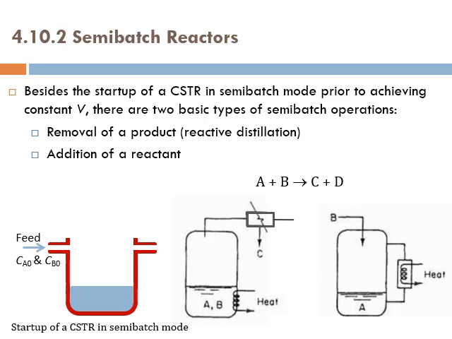Or the addition of a reactant. So again, the same reaction A plus B, but initially I charge only A. And then when the operation starts, I'm going to add B to the reactor. So now we have continuous input. We don't have continuous input and output, right? We have only continuous input, which makes it a semi-batch operation. So those are the two types of semi-batch operation: removal of a product and addition of a reactant.